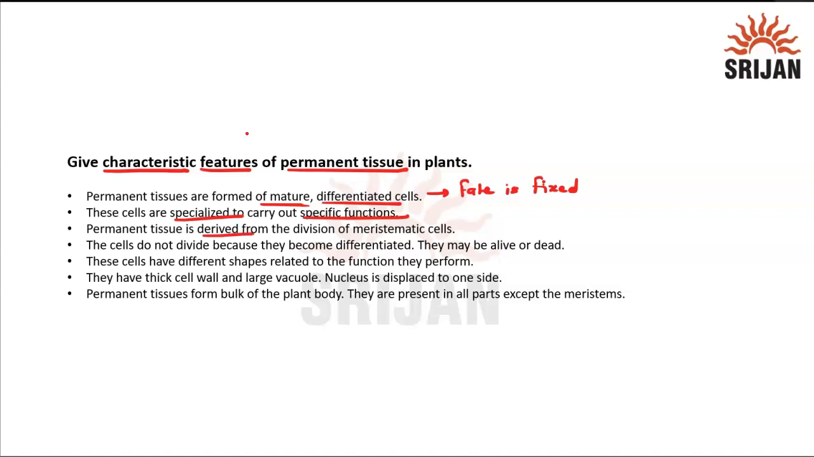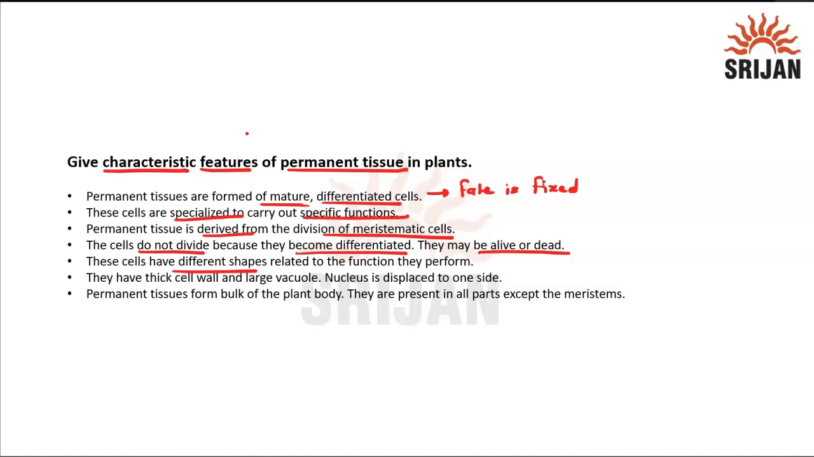Permanent tissues are derived from the division of meristematic cells. Again, in plants, meristematic cells are the only ones which have the capacity to divide. So that is why the meristematic cells mature and form the permanent tissues. As I said, they do not divide because they become differentiated. So they may be alive or dead depending upon their presence. Like if you find them in the cork or cambium, those are dead. If you find them somewhere within the plant body, like within the stem or the root, then they may be alive, but they are not differentiating. Their work or their function is fixed, so they just stay like that.